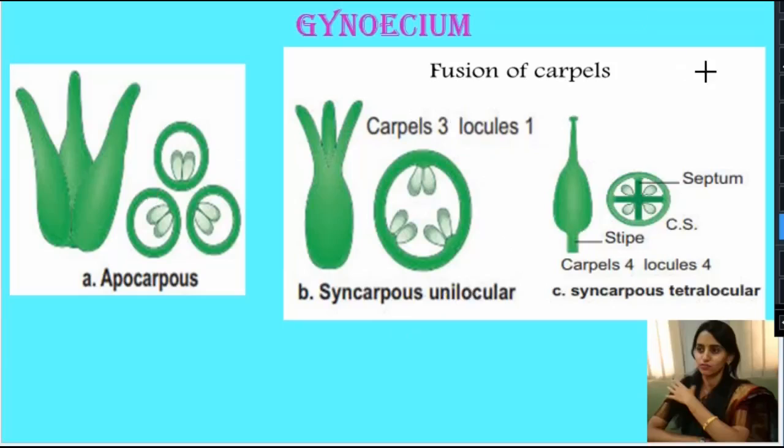The apocarpous type of carpels or pistil we can observe in lotus and rose, whereas the syncarpous condition can be seen in mustard and tomato.